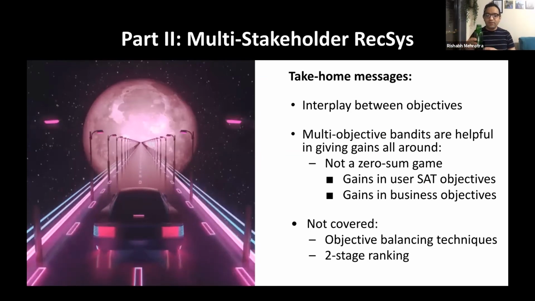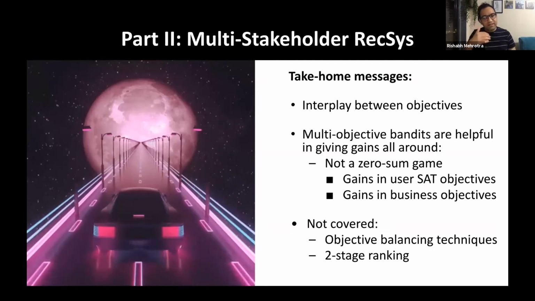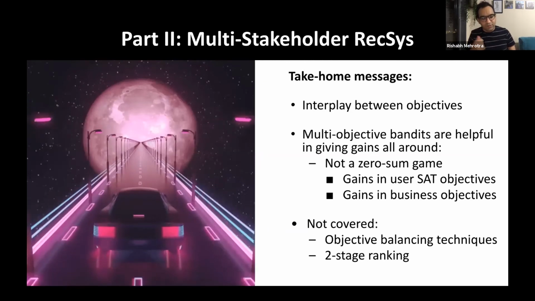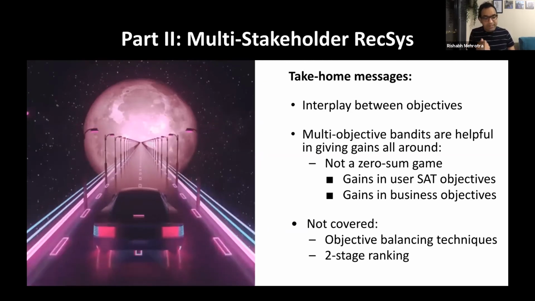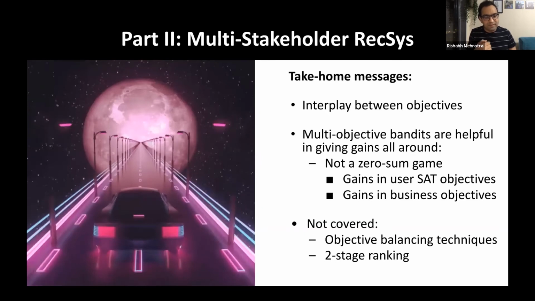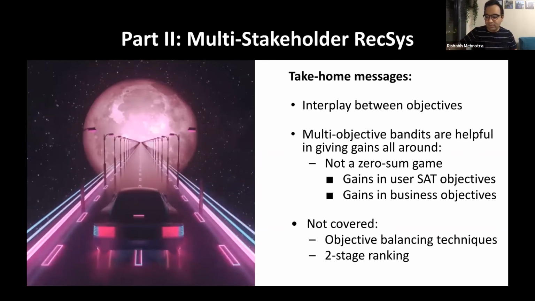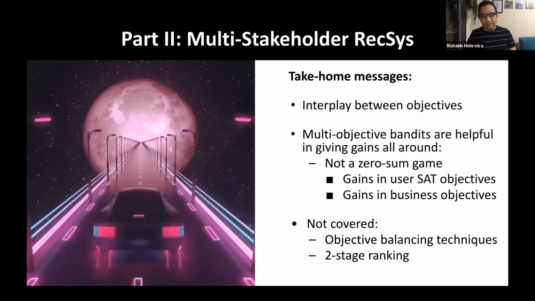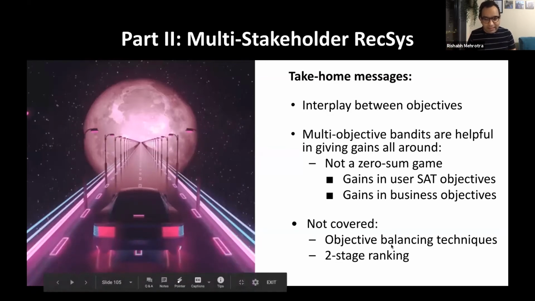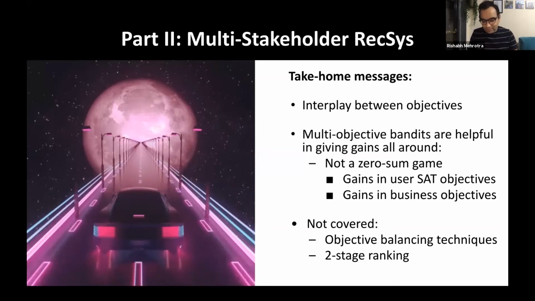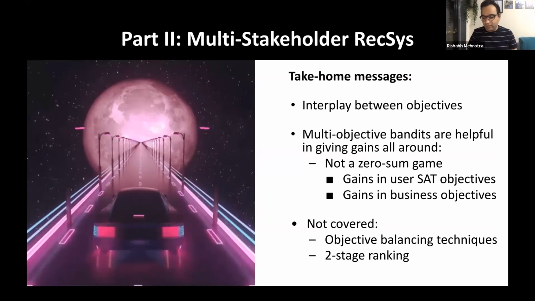The takeaway message so far is that there's often an interplay between objectives. And in general, the multi-objective bundles are useful. But the one takeaway, if you want to have up until now, is that it need not be a zero-sum game. Perhaps we can make some gains on some artist metrics without hurting users at all. Again, not covered are two-stage ranking and the objective balancing techniques. Objective balancing is something which we have recently deployed on radio, and it has given us very, very significant metric wins on user happiness.